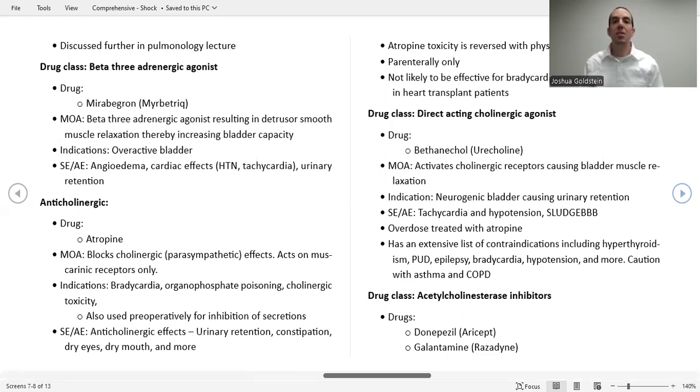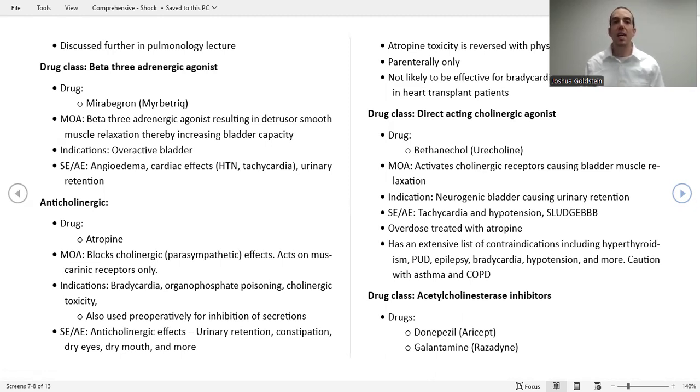Next, we have the beta-3 adrenergic agonist. I'm not going to get really into that here because we're focusing more on the cardiac and respiratory aspects of this, but this would be mirabegron, which is more commonly known as Myrbetriq. This is a beta-3 agonist. It relaxes the detrusor muscle, resulting in increased bladder capacity. So that fixes what? Overactive bladder.